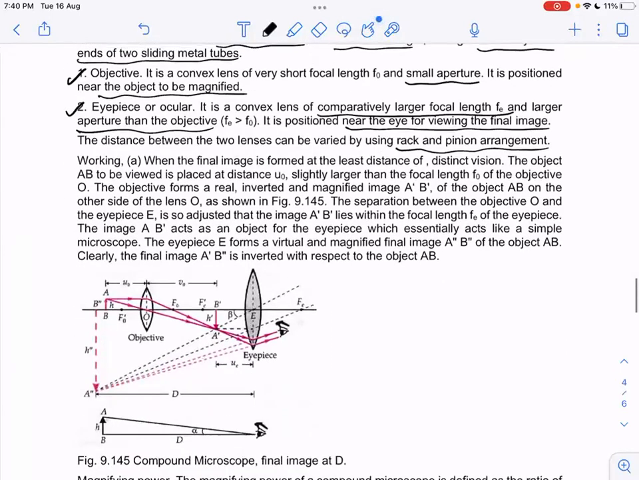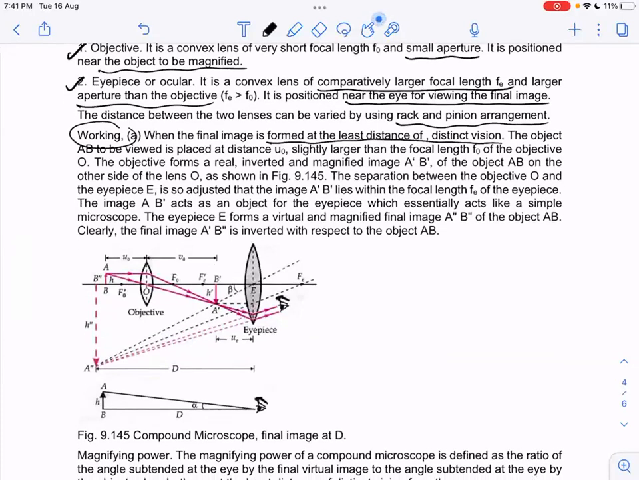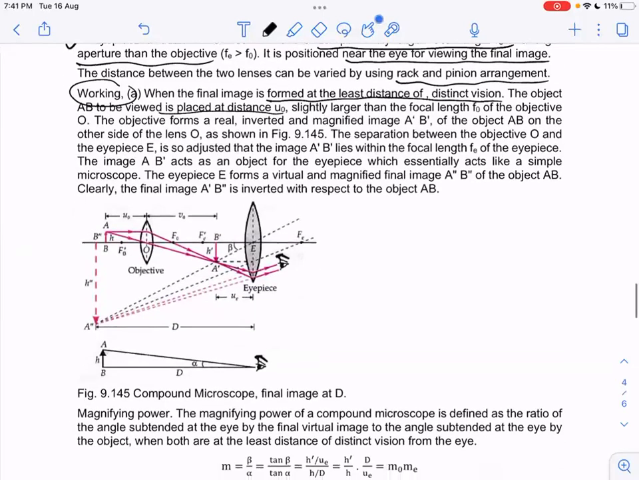Now, again I told you, when you're talking about an optical instrument, there are two positions where the images are formed. One of the positions is the least distance of distinct vision, and the other position is obviously at infinity. So when the final image is formed at the least distance of distinct vision, then you can say that the object AB is viewed at a distance u0. So let me explain this concept.